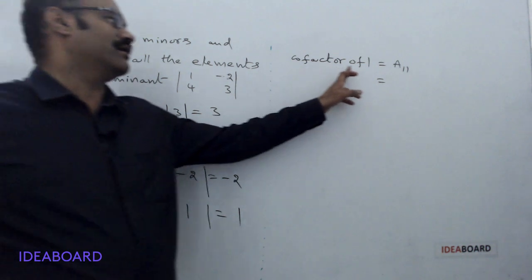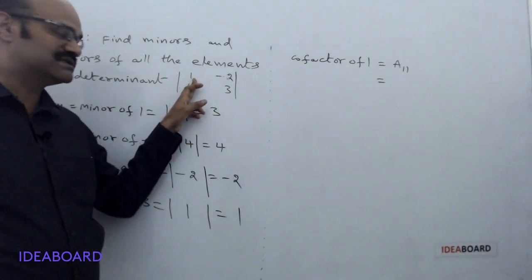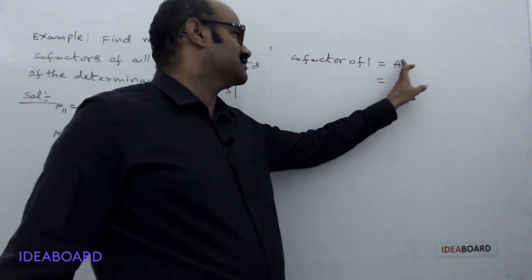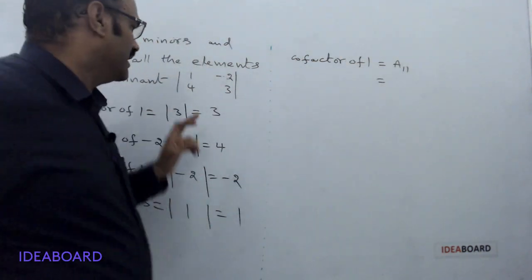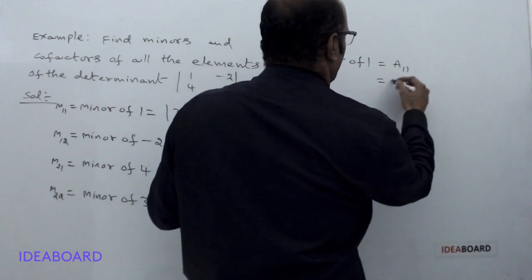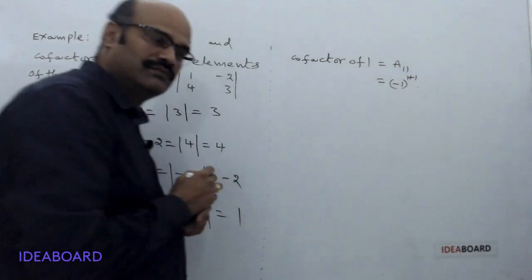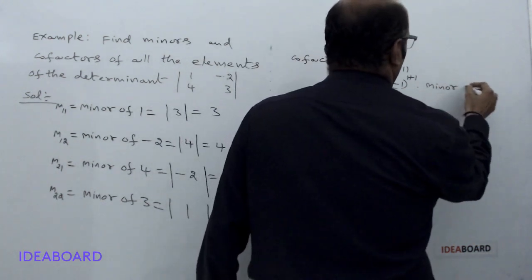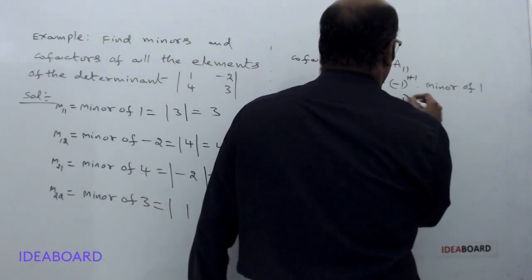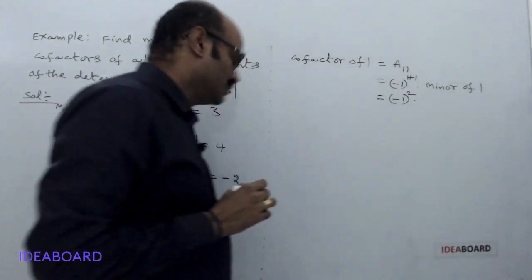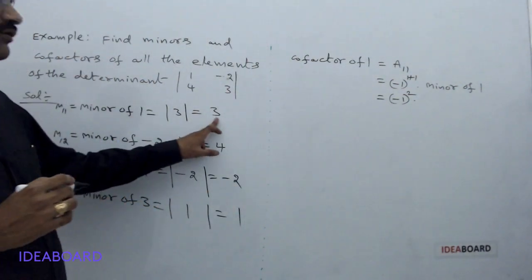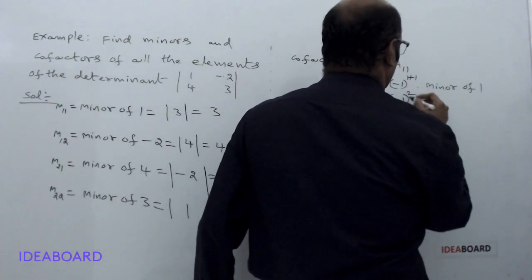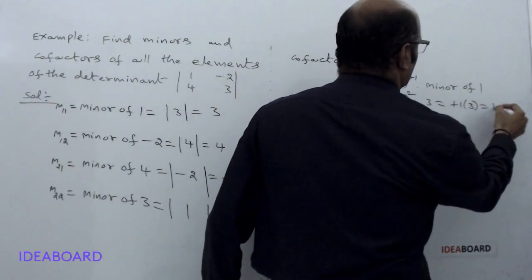Now here cofactor of 1. We know that this element is called A11. So the cofactor of this is equal to A11. A11 equal to minus 1 whole power 1 plus 1 into minor of 1 equal to minus 1 whole power 2 into, already we came to know minor of 1 equal to 3. So same element you write there. So minus 1 whole power 2 means plus 1 into 3 equal to plus 3.